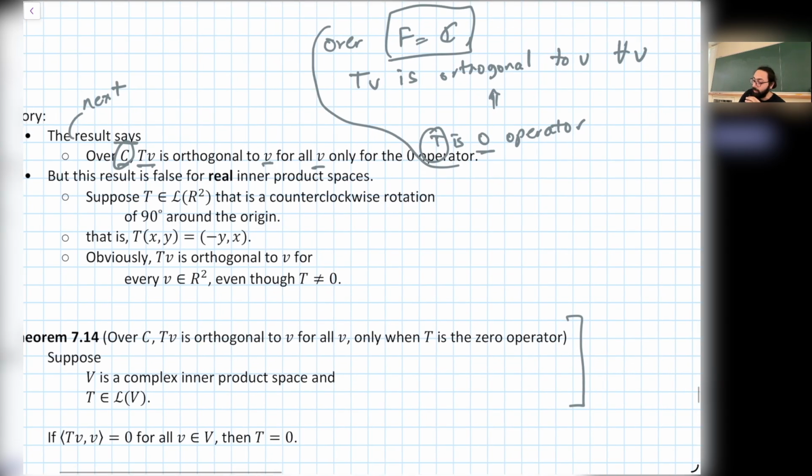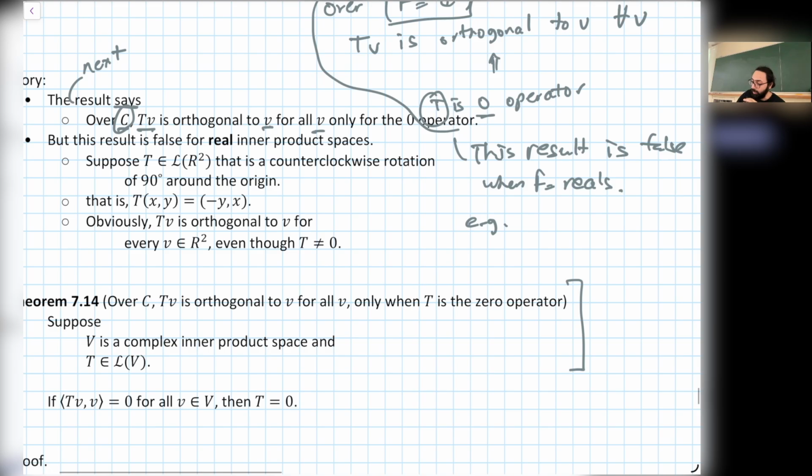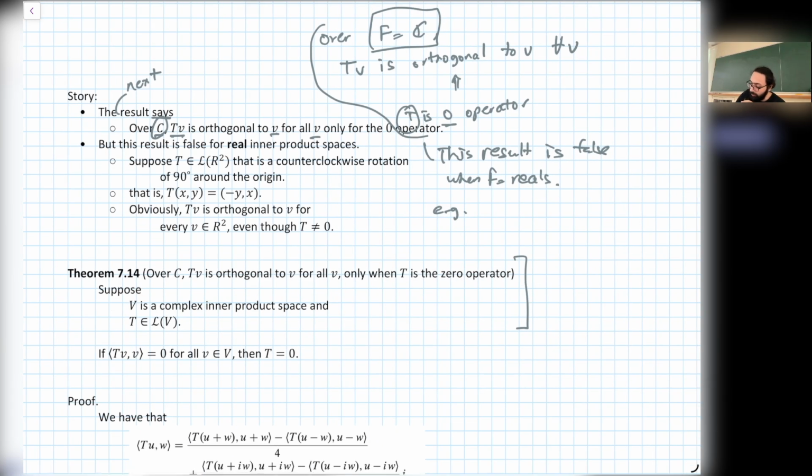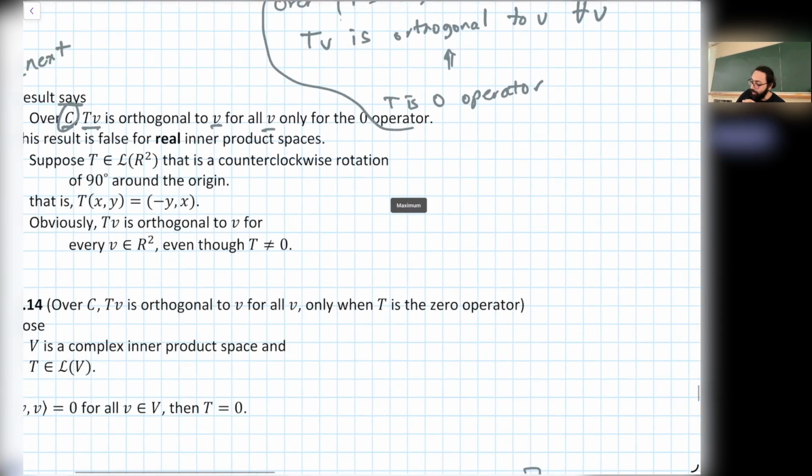So let me write this down. This result is false when F is real. Okay. So why? Let's look at an example. Let me make a little bit more space for myself. Okay, so why is that?